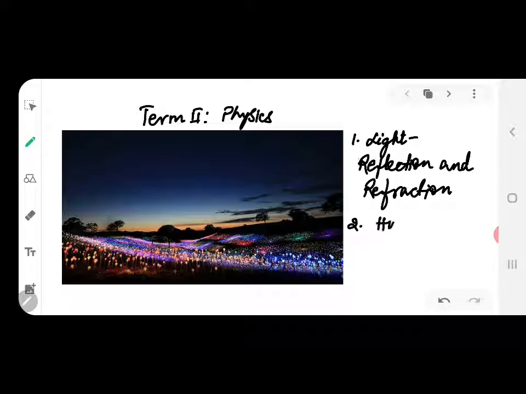The second chapter is also dealing with light, in which we will be studying about the construction and the working of the human eye. The name of the chapter is Human Eye and the Colorful World. So today we will be having the first lesson discussion, that is light, reflection and refraction. We'll be dealing with few introductory concepts related to light and reflection of light.